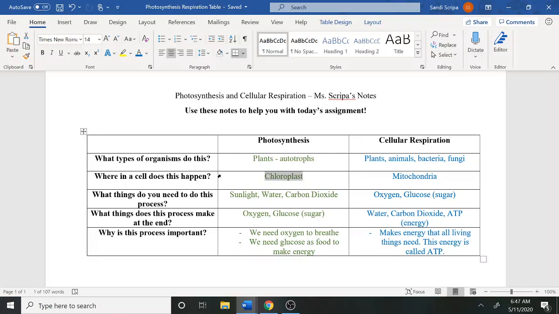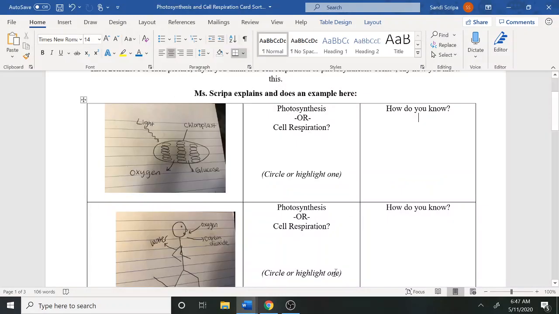Another thing that can tell us that that picture was photosynthesis was when it asks what things does this process make at the end, right? It makes oxygen at the end and glucose at the end, right? So that makes sense if we look at our picture where it shows oxygen coming out and glucose coming out. All right, so that was a picture showing photosynthesis. So when it asks us which one, we're going to say it was photosynthesis.